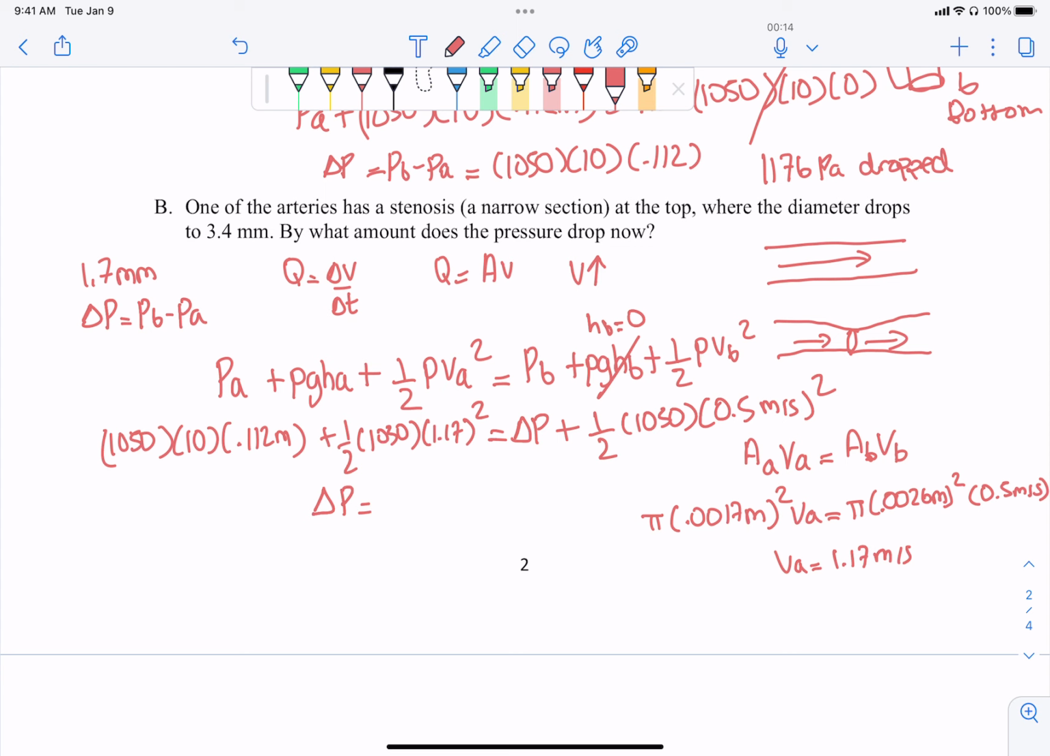Yep, sounds about right to me. 1762.87. I think I had like 1763.4. That's pascals. That's a pressure drop there. So it drops by 1762 or 1763 pascals.